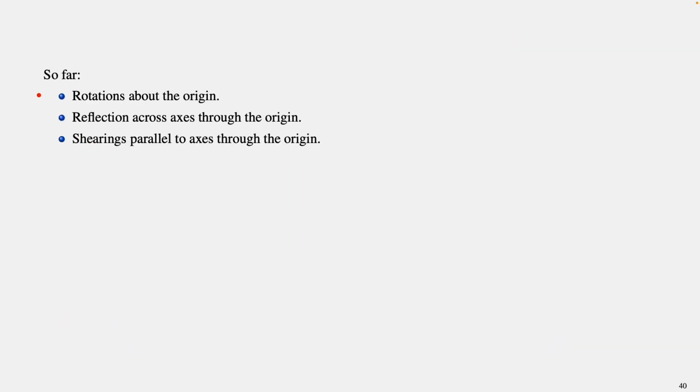Now, what we learned about general geometric transformations so far are how to describe rotations about the origin, reflections across axes through the origin, and shearings parallel to axes through the origin.